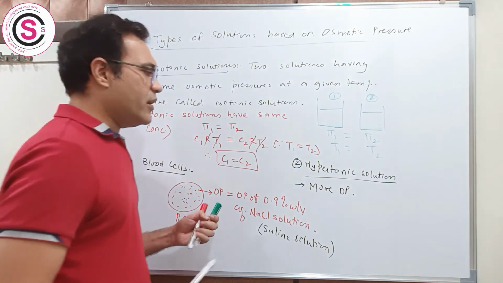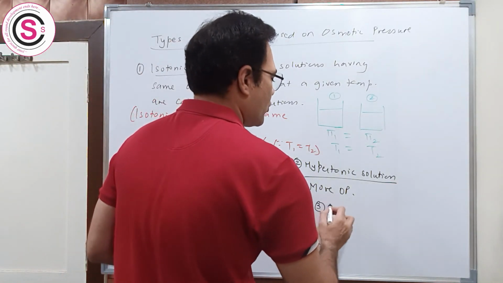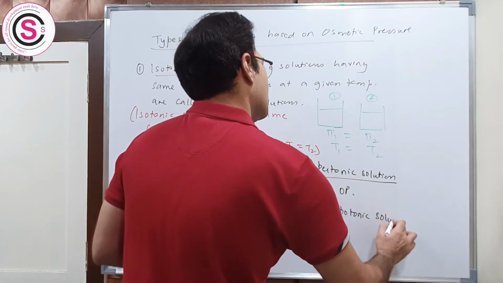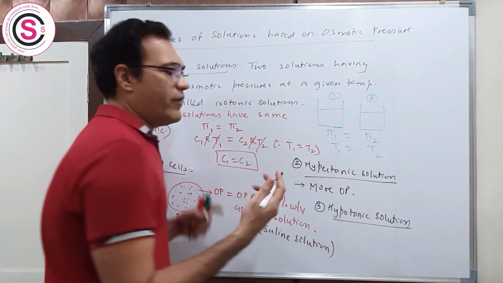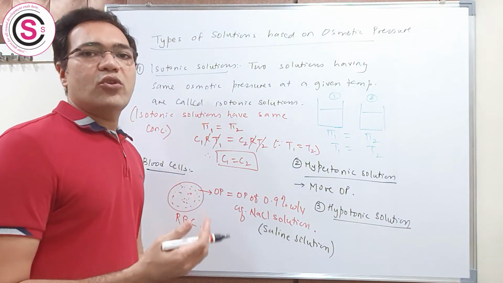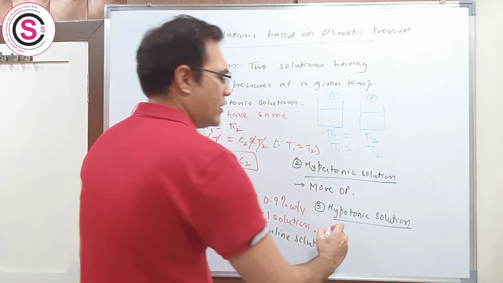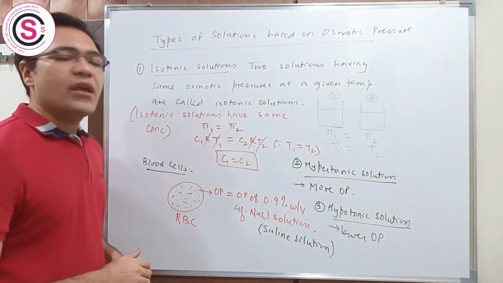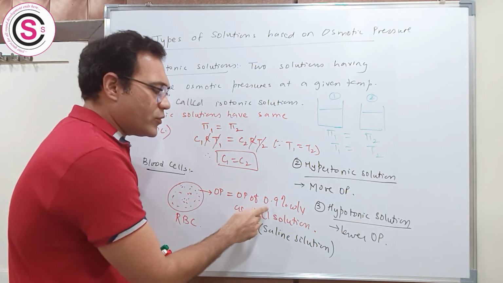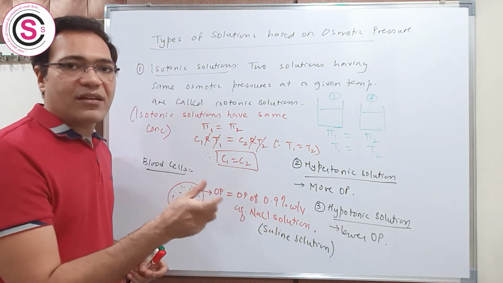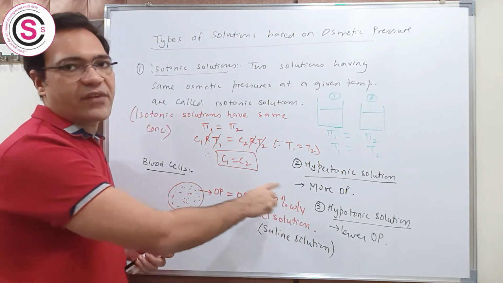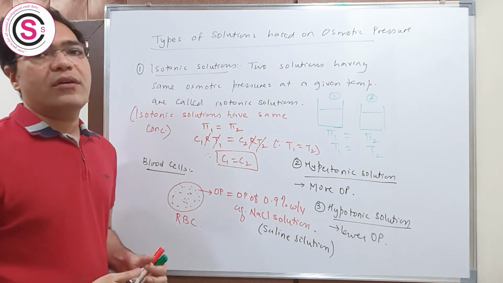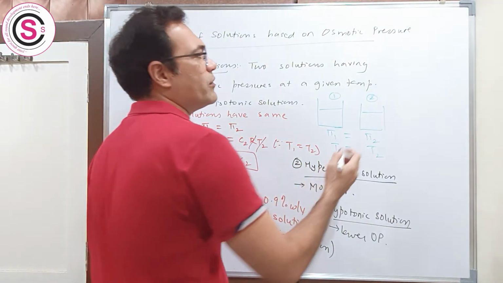Then the third type of solution is the hypotonic solution. So again, when you compare two solutions, the solution having lower osmotic pressure is known as the hypotonic solution. The osmotic pressure of an aqueous NaCl solution having concentration less than 0.9% weight by volume will be hypotonic as compared to your blood. Now students, assume that I have three solutions.